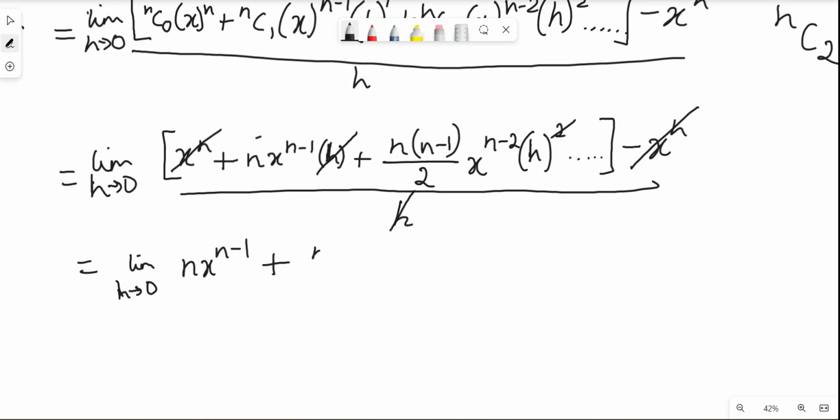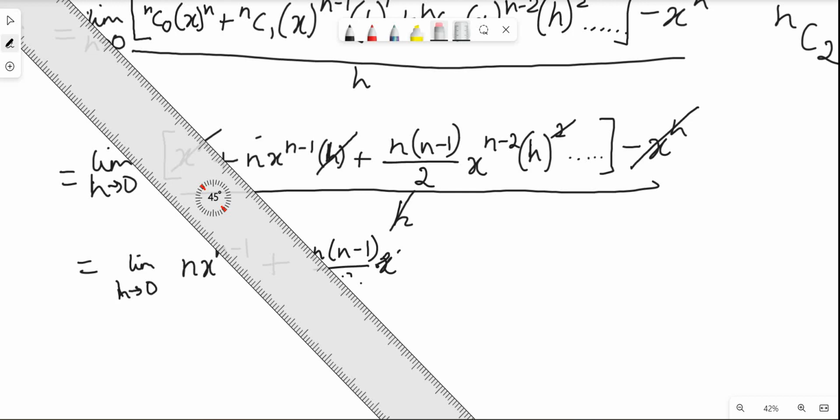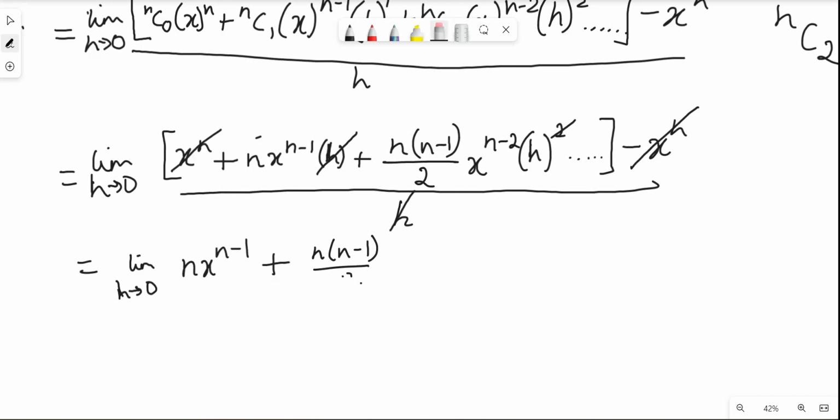And n minus 1 over 2 times x power, oops, what happened there? Oh no, it's lagging. Oh no. My worst fear. Okay, so erase that. We have n times n minus 1 over 2 times x power n minus 2 times h, and so on.